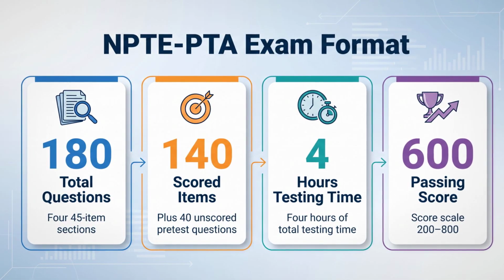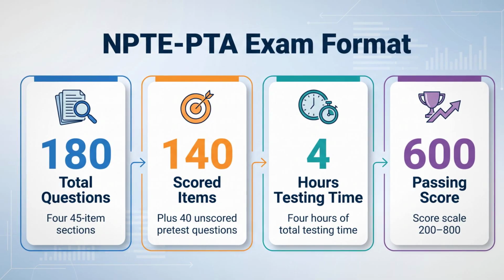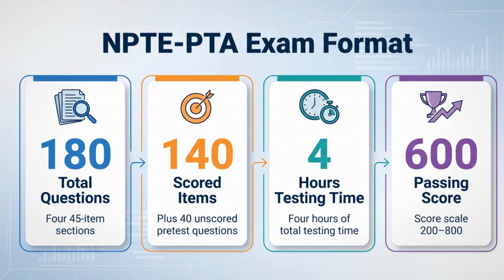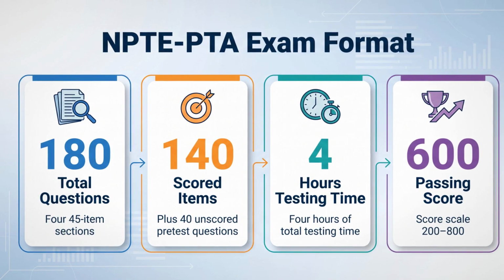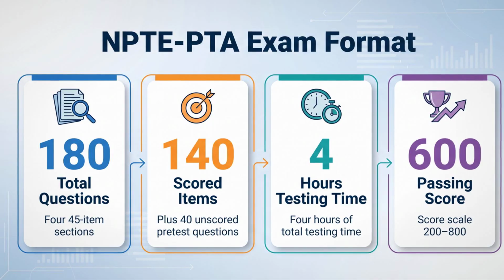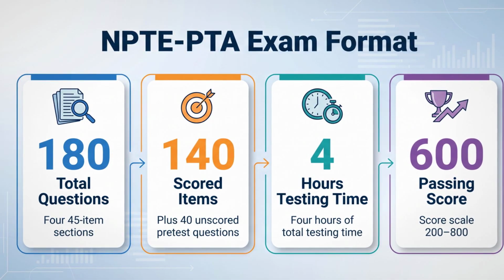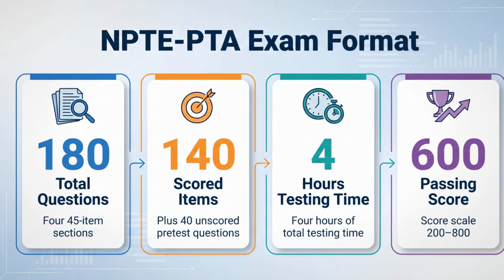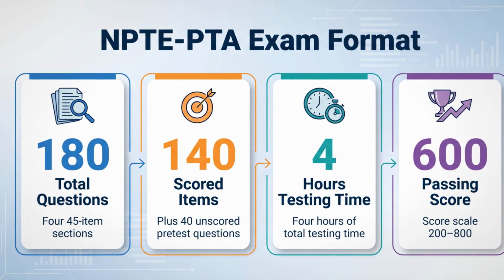However, only 140 of these questions are scored. The other 40 are unscored pre-test items that you won't be able to identify, so it's critical to answer every single question. The passing standard is a scaled score of 600 on a scale that runs from 200 to 800.